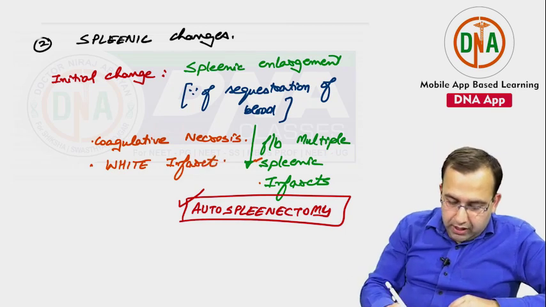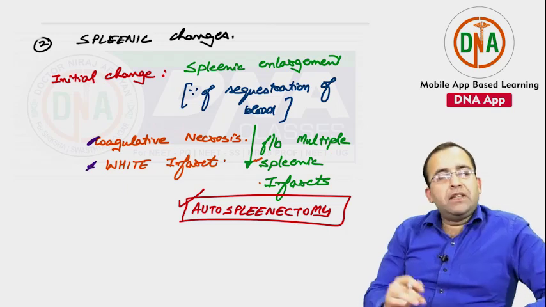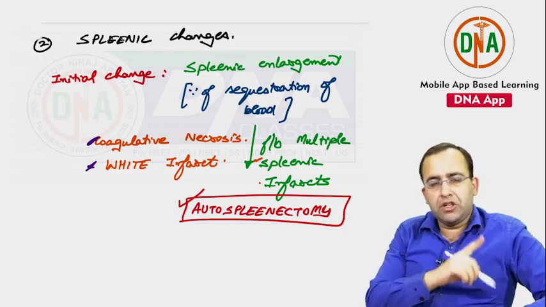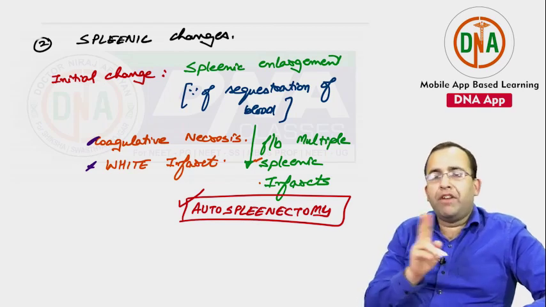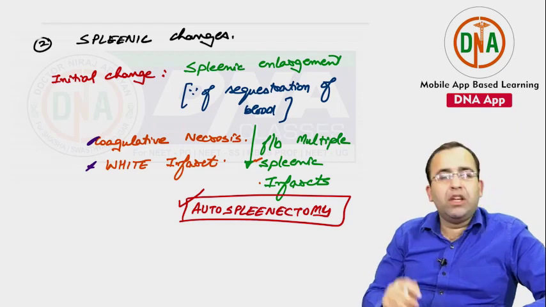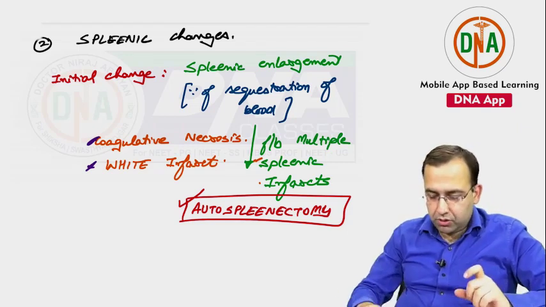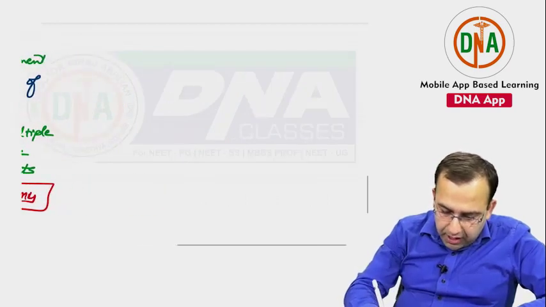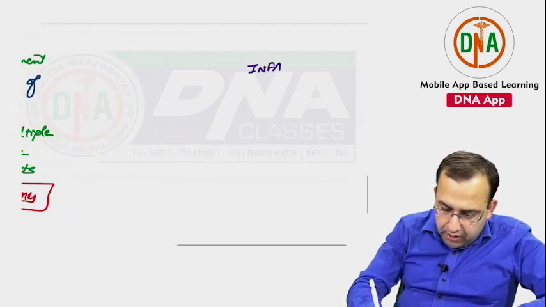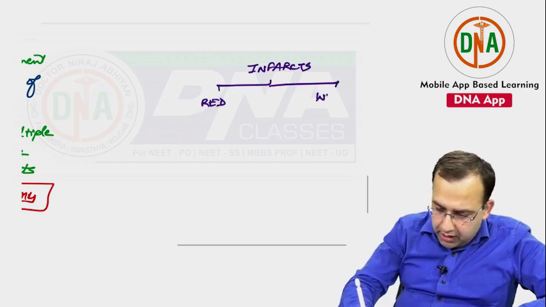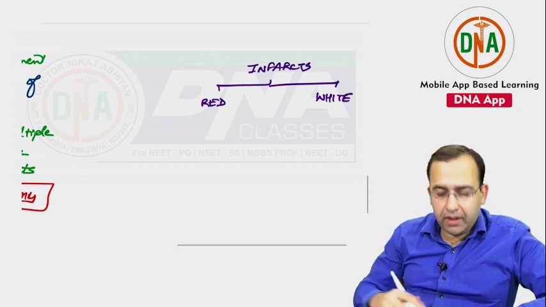I am not getting into the details of this. Please have a look at this. Coagulative necrosis from the patterns of necrosis in the chapter cell injury. White infarct, the two types, red infarction and white infarction from hemodynamics. I will repeat this though, I'll put a line on the side and write it for you here. Infarcts are of two types, red infarct and white infarct.